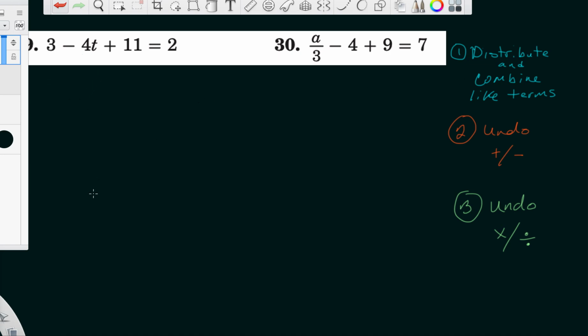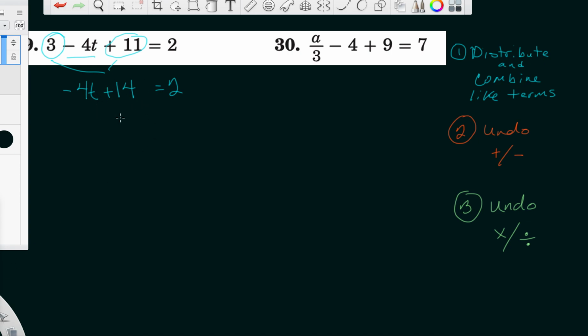So I'm going to take that funky aqua color, and I'm going to circle my like terms again. That's a 3, and that's a plus 11. Well, 3 plus 11 is 14. I keep this negative 4t here and bring it straight down. Negative 4 times t, and that's going to equal 2. So step 1's taken care of. We're going to move on to step 2.